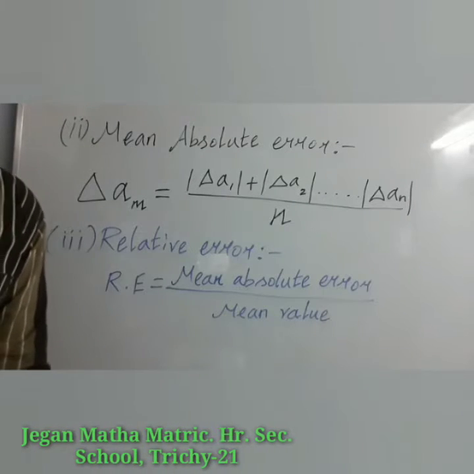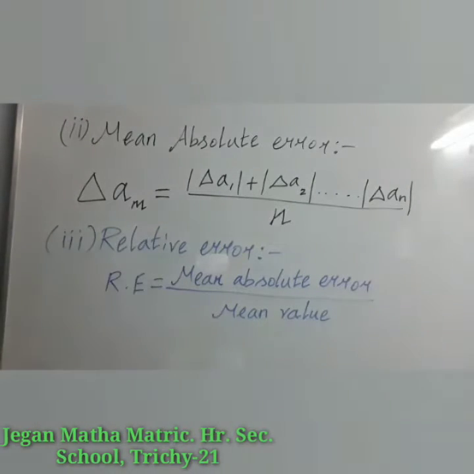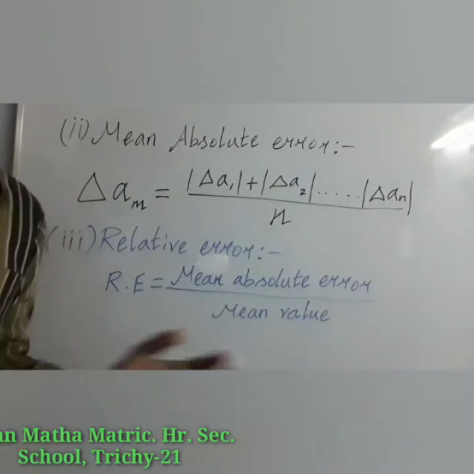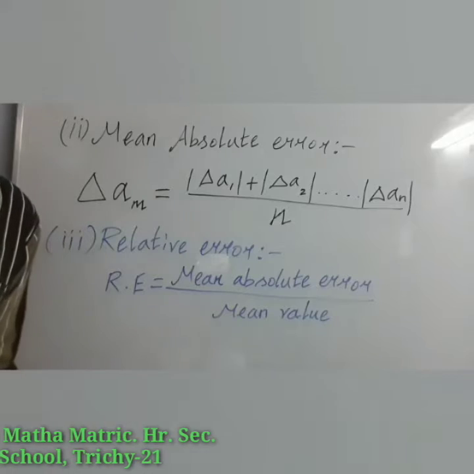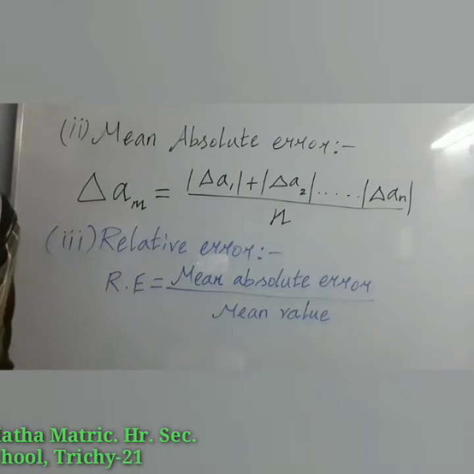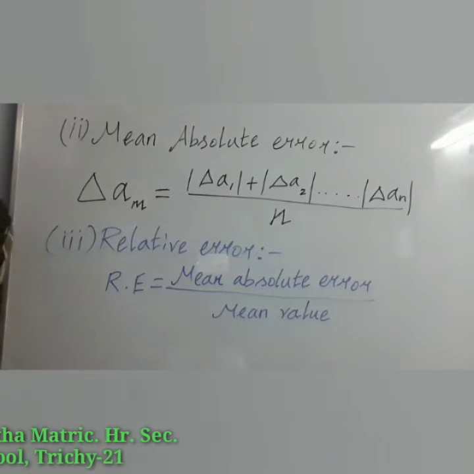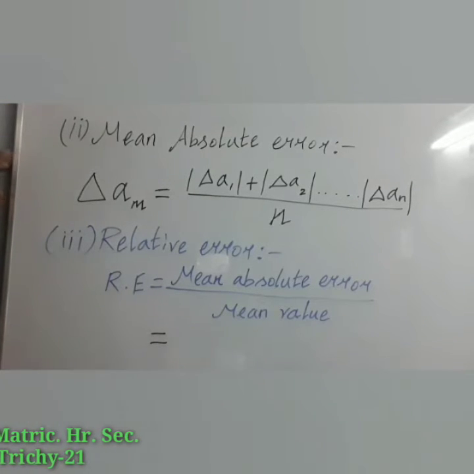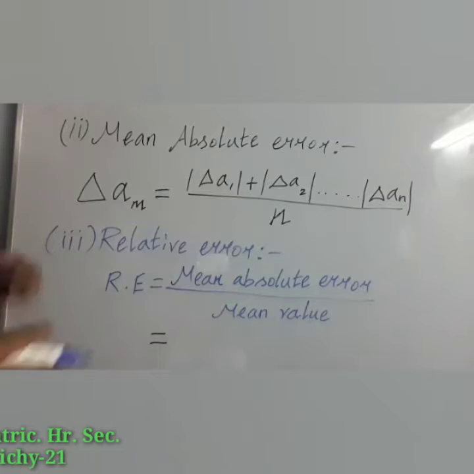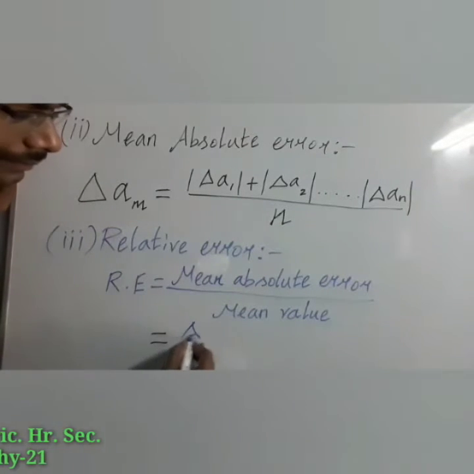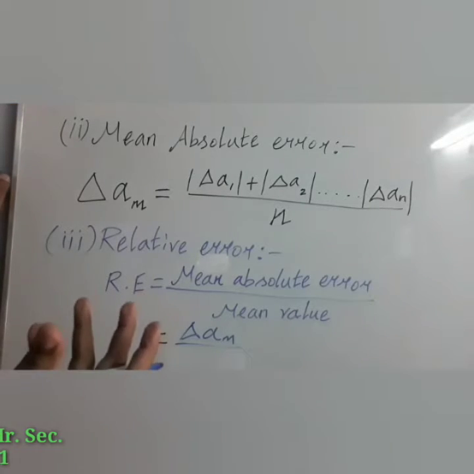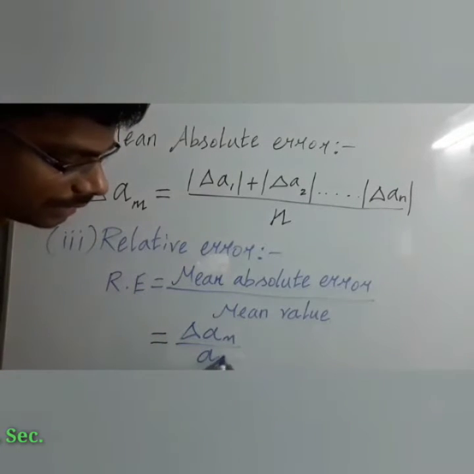Let us take the third one, relative error. The ratio of mean absolute error to the mean value is called relative error. This is also called as fractional error. So relative error is also equal to, what is the symbol for mean absolute error? Del a m, divided by, what is the mean value? Mean value is nothing but the true value, a m.